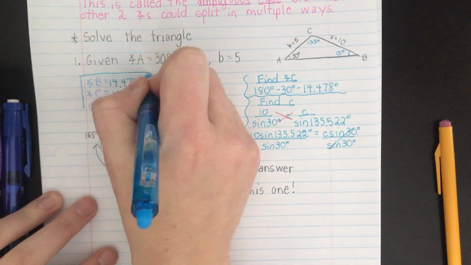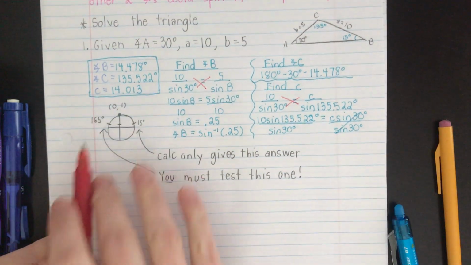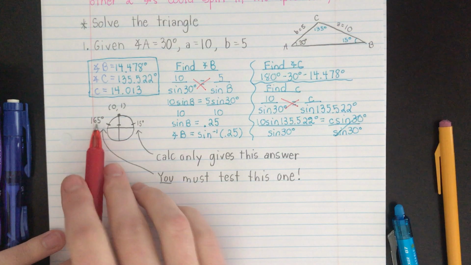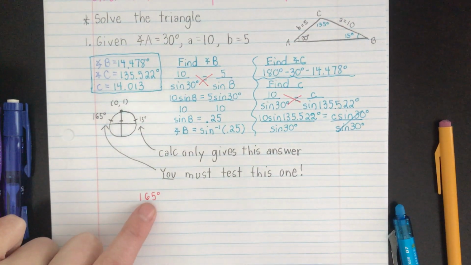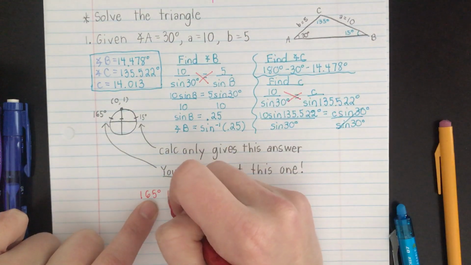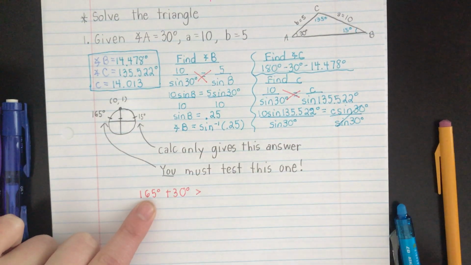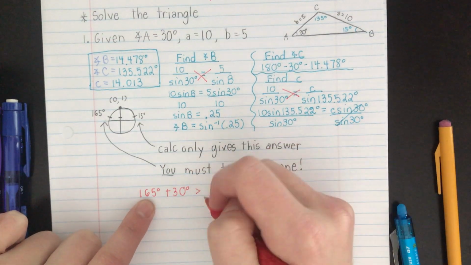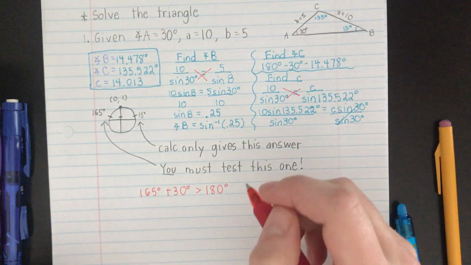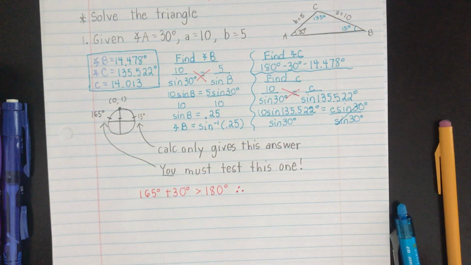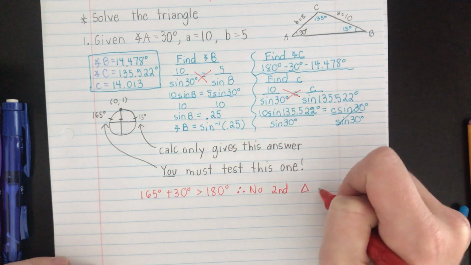So I'm going to box this up. This is one possibility. Now we have to test the other possibility. If 165 were an angle on our triangle, we would have 165 degrees plus the given 30 degrees, and I want you to think about why that won't work: that value is already greater than 180 degrees. Therefore, no second triangle exists.